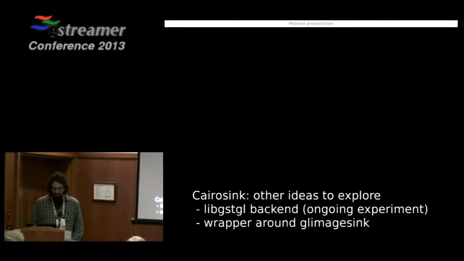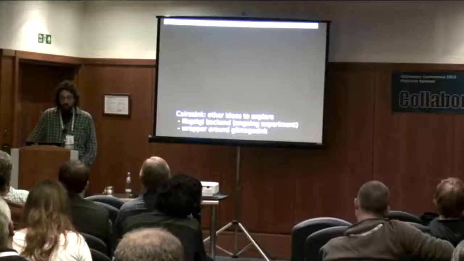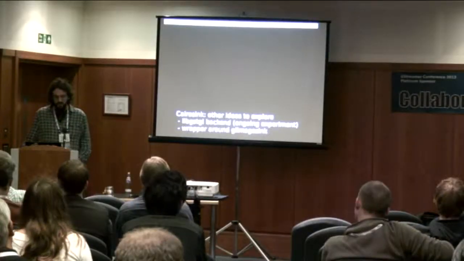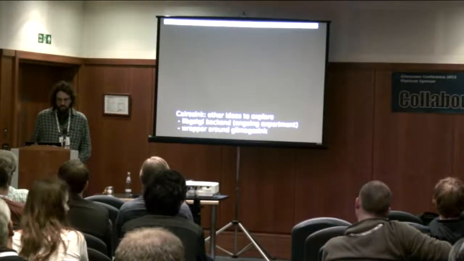And so another solution could be to just make a rather simple element that just wraps a GL image sink, gets the texture that it uploads, and wraps a Cairo surface around that. Even though I foresee that it would have a bit less flexibility, it can be a nice experiment at least. So I think I'm going to try both. I've already started experimenting a bit with libgstgl.